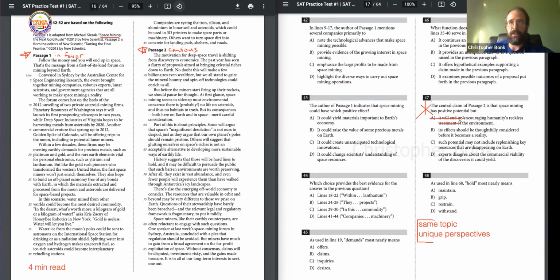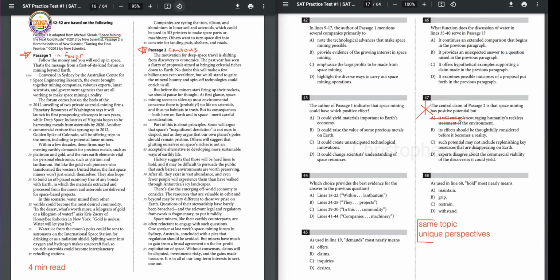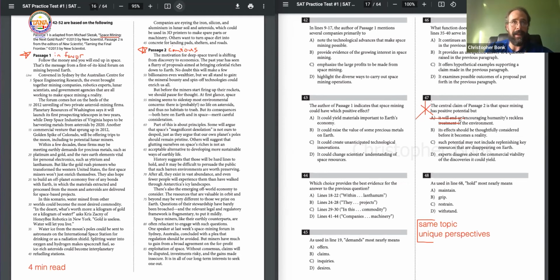B, the next one, its effects should be thoughtfully considered before it becomes a reality. That lines up with what we're saying right there, that as long as there's a plan in place, let's go ahead and do it. So that so far looks pretty good. C, such potential may not include replenishing key resources that are disappearing on Earth, although they do get into different elements that we might see in off-world economies and things like that. Their problem is not necessarily with what will be mined. Their problem or cautiousness is about the process for mining. So that's not the primary focus of it. C would be out as well.